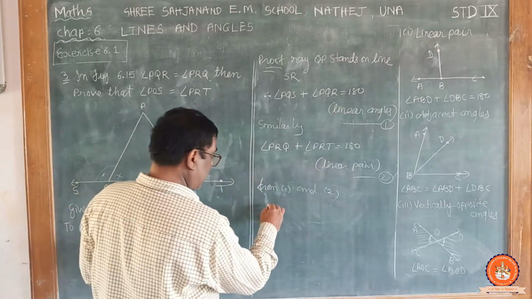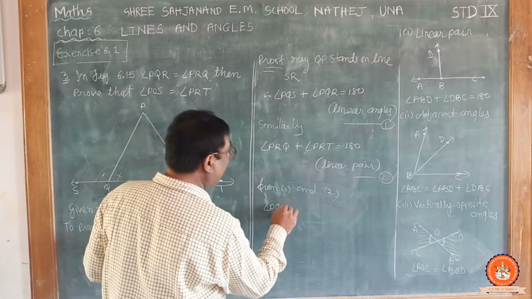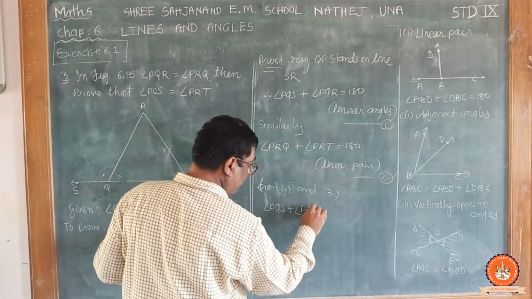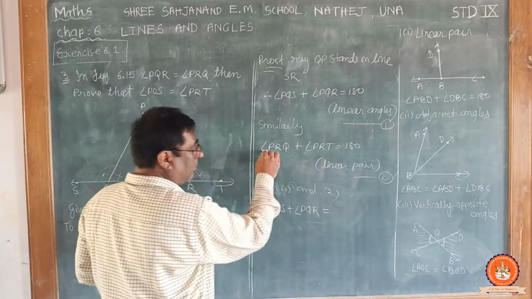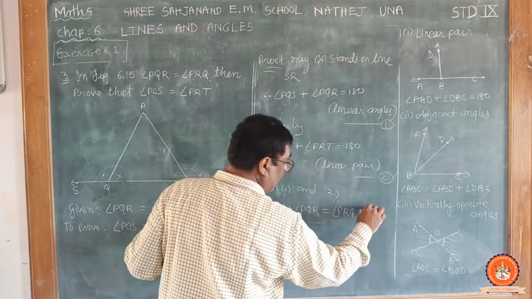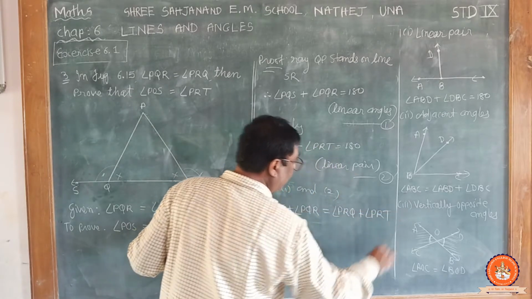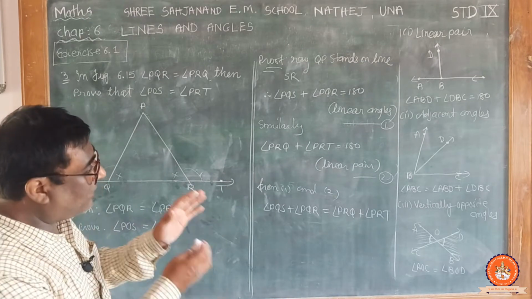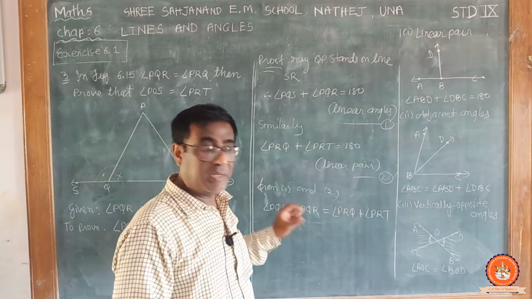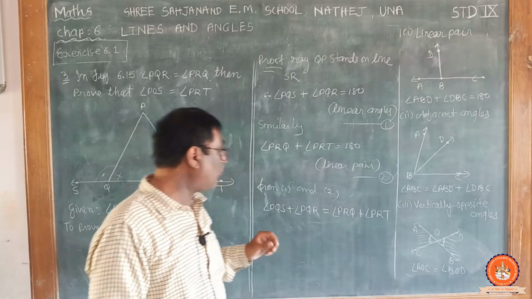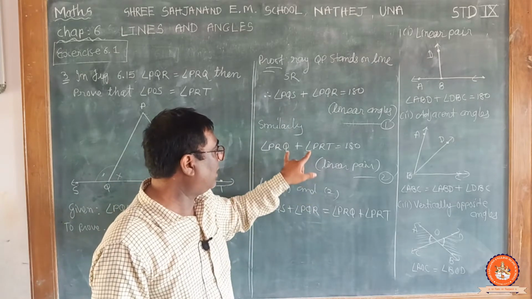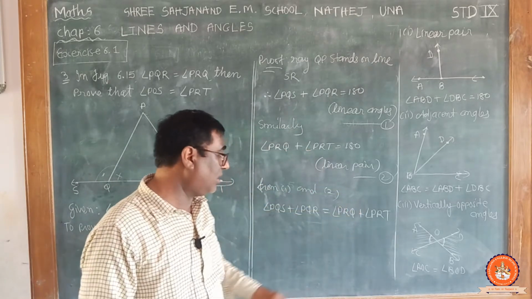Okay, so angle PQS plus angle PQR is equal to angle PRQ plus angle PRT. Okay, so the left hand sides of both equations, if two equations are equal to 180, then the left hand sides will also be equal. Their left hand sides will also be the same. So we have left hand side of equation number 1 is equal to left hand side of equation number 2.